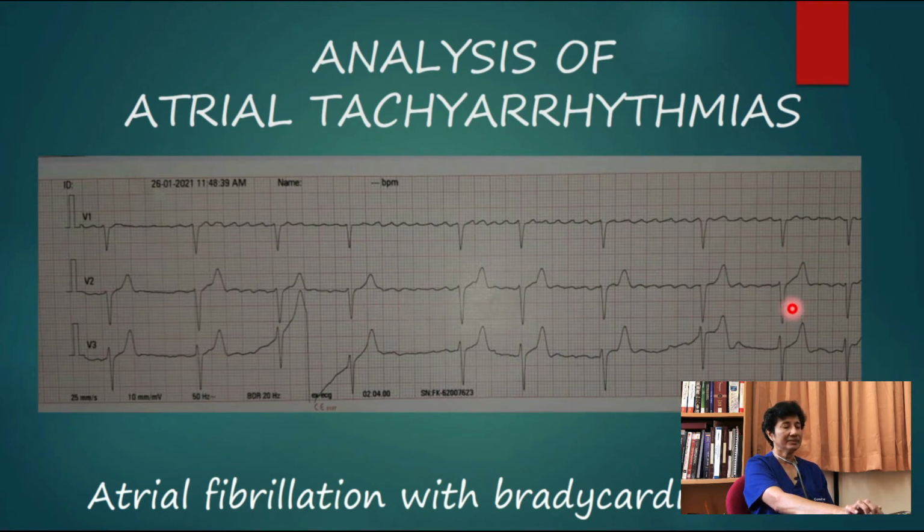bradycardia. The electrophysiological mechanism of this is that in a patient with SA node dysfunction, they are prone to develop atrial tachyarrhythmia. So this patient has developed atrial fibrillation. The same disease process can affect the AV node as well. Therefore, there is high-grade variable AV block giving rise to bradycardia. This patient was managed with a permanent pacing.